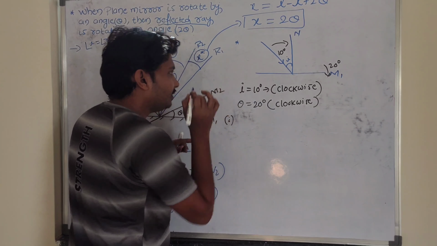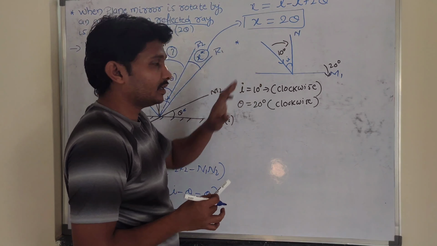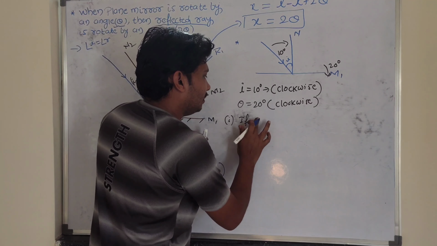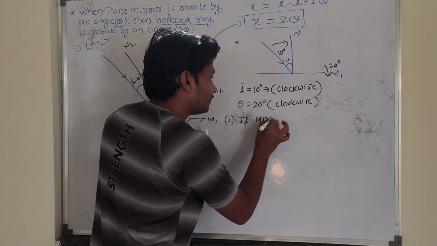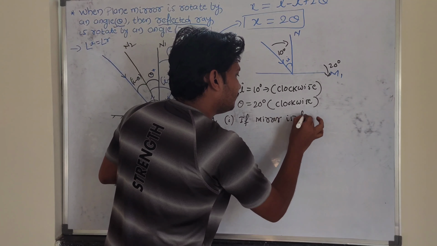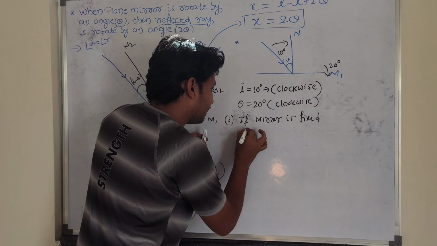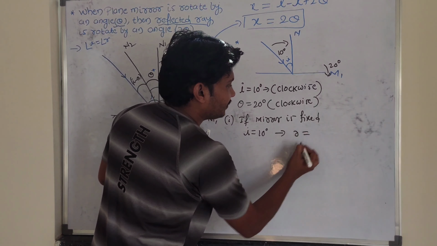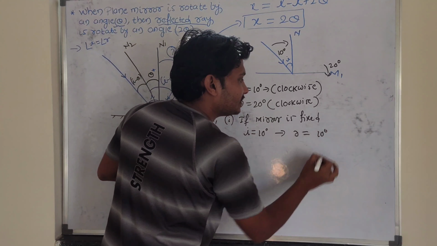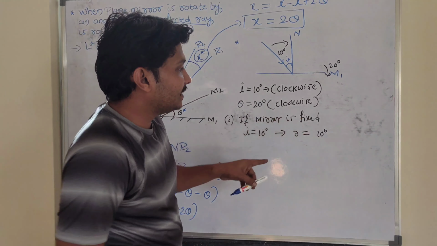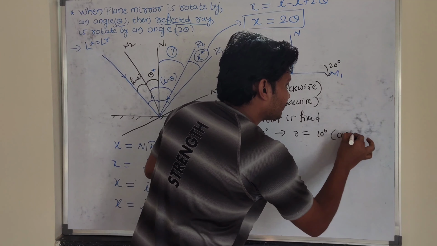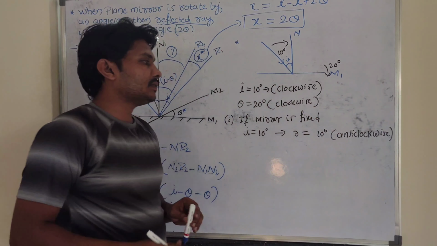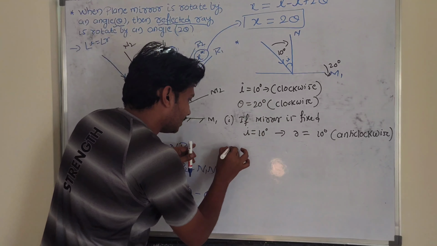In order to get the answer, I would like to solve this question in two different cases. For example, if the mirror is fixed, what about the angle of reflection? The angle of incidence is 10 degree, so from the law of reflection of light, the angle of reflection is also 10 degree, but this 10 degree is in an anti-clockwise direction.